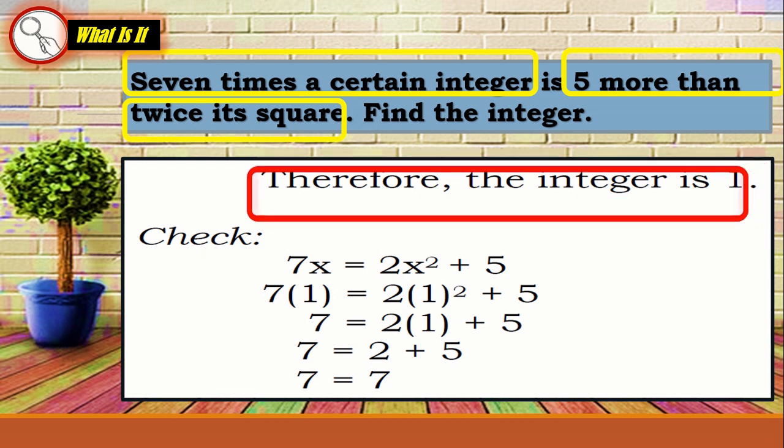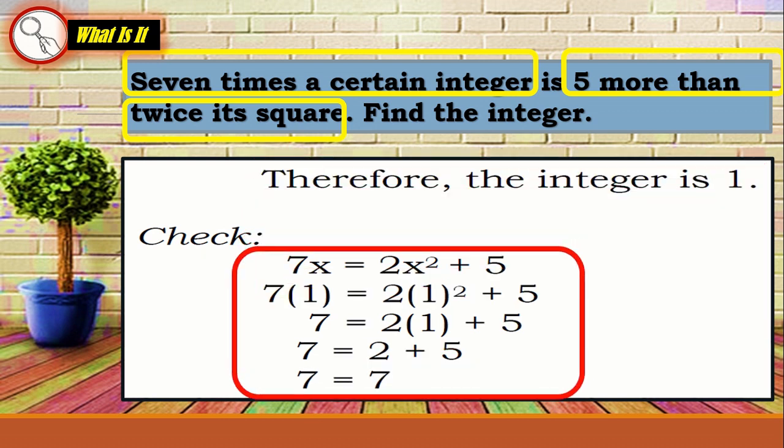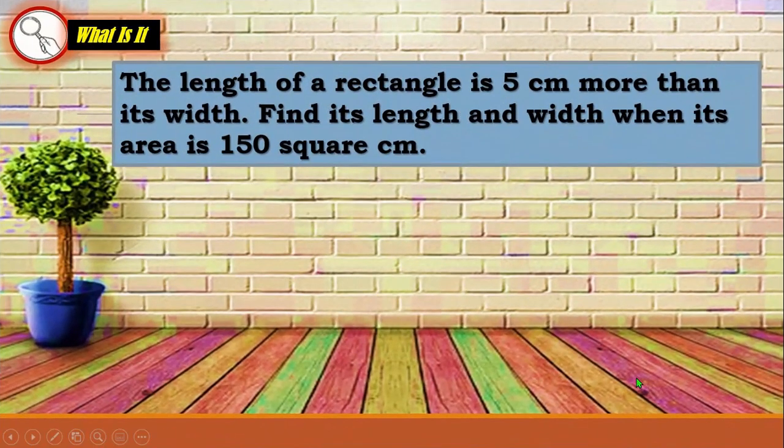Let us check if that is correct. Let us substitute that value of x with 1. So 7 times 1 is 7. And then 2 times 1 squared is 2 plus 5 is equal to 7. Perfect. Now let's move on to our last example. Now let us read and understand. The length of a rectangle is 5 centimeters more than its width. Find the length and the width when its area is 150 square centimeters.